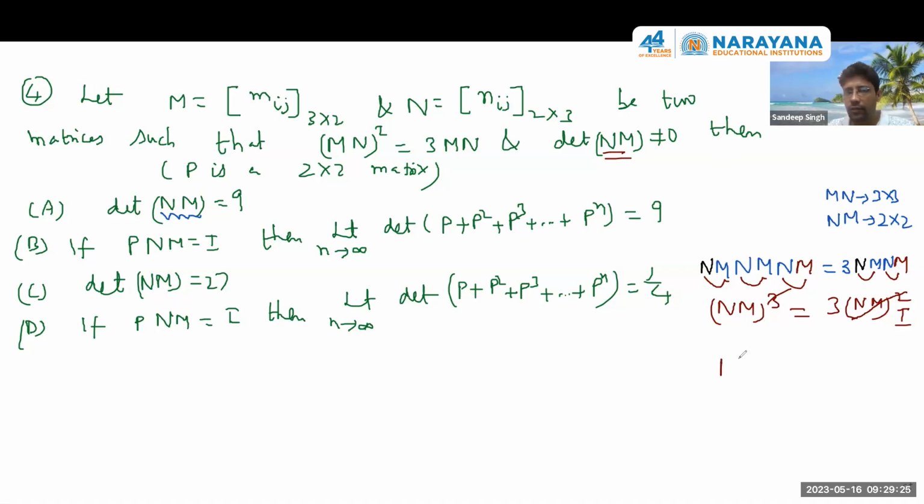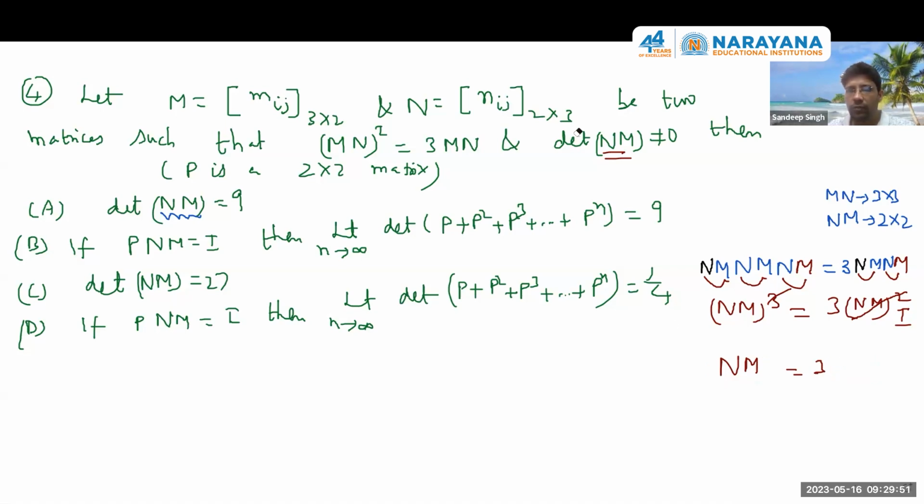Or else you should understand it in this manner. NM whole cube is 3 times NM. So first you multiply by NM inverse. Then what will you get? This whole square is there. In steps you have to multiply. So if you multiply by NM inverse, you will get NM whole square. One NM will get cancelled, equal to this. Again multiply by NM inverse. So NM you will get as 3I.